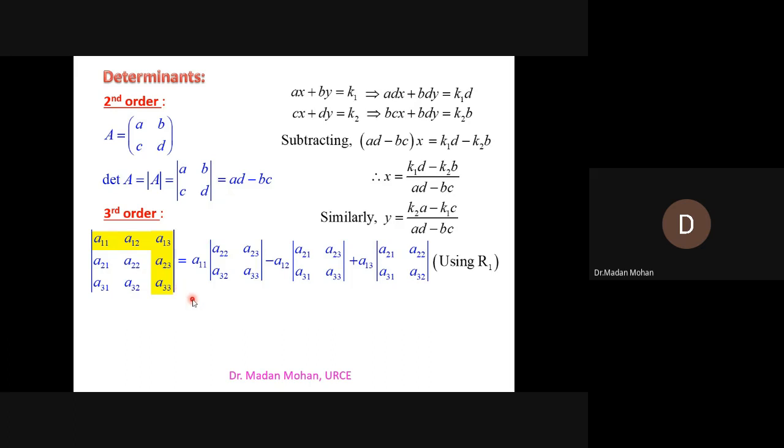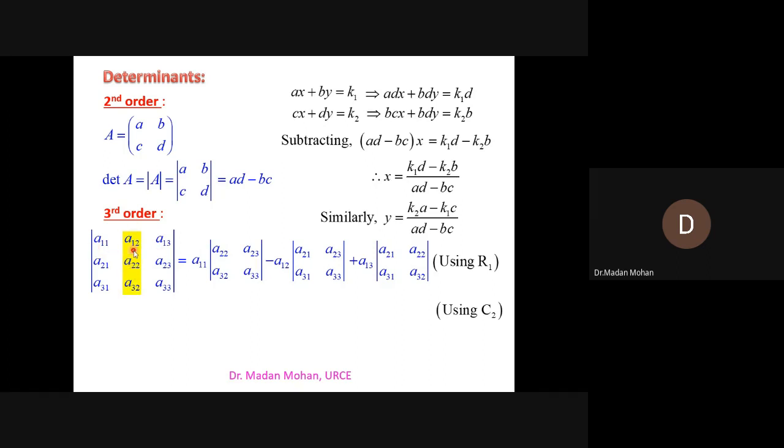Now, to find the determinant of a matrix, you need not always use the first row. You can use the second row or third row, or you can use the first column, second column, or third column. You can use any row or any column to calculate the determinant. For example, for the same determinant, I am using the second column to calculate it. This column I am using with the different rows.